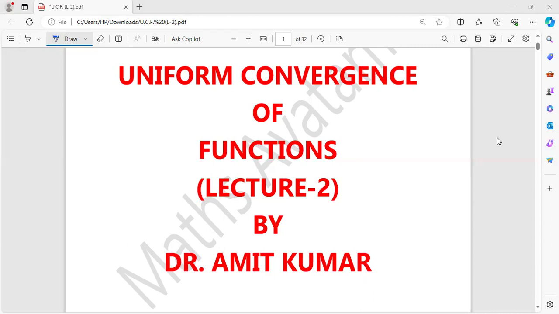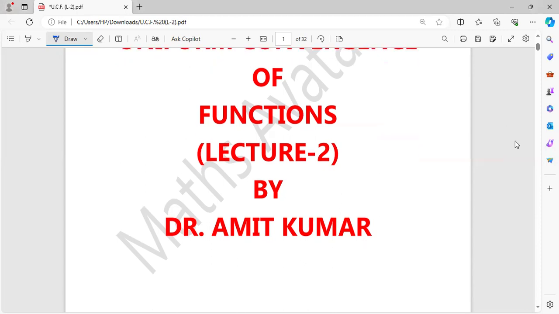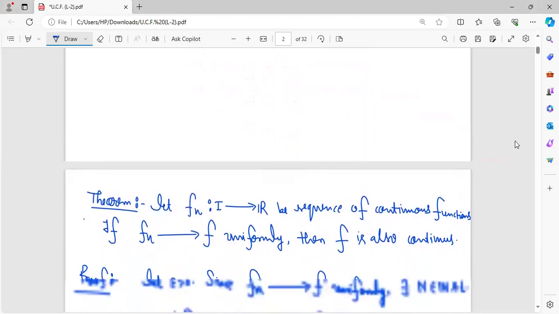So today we are going to discuss the second lecture on uniform convergence of functions. In the last lecture we discussed what is uniform convergence, pointwise convergence, all those things. Today we are going to prove one important result, and we will apply that result to prove directly which functions are not uniformly convergent to some function. It is very helpful. So let's start today's result. That is a very important result.